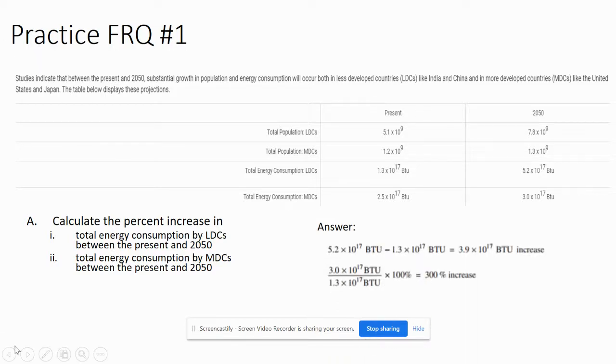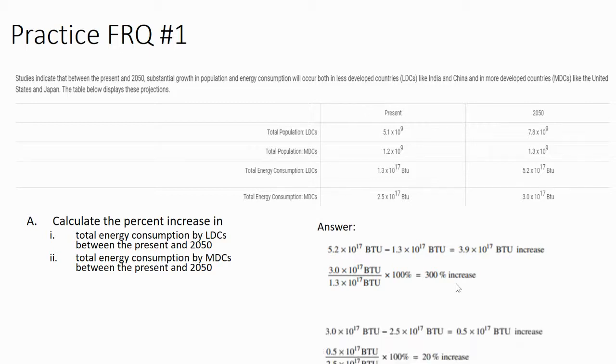In the first question, in A1, you'll see that here we took the 2050 energy consumption of less developed countries and we subtracted the present, right? Because remember, in order to calculate percent increase or decrease, we often take the final minus initial. And then we're going to put that over the initial energy consumption times 100, and that's going to get us about a 300% increase in energy consumption between now and 2050.